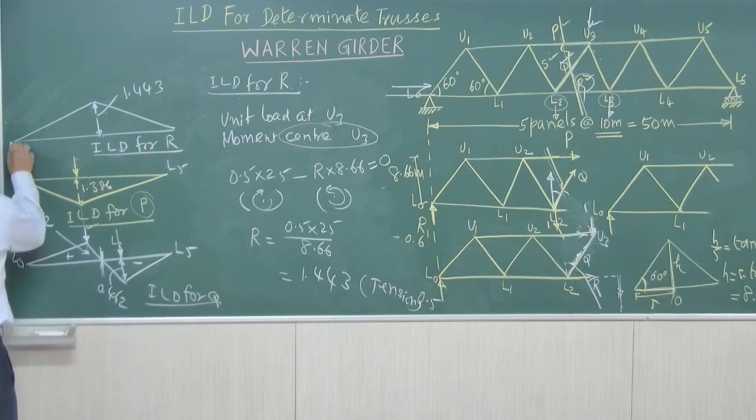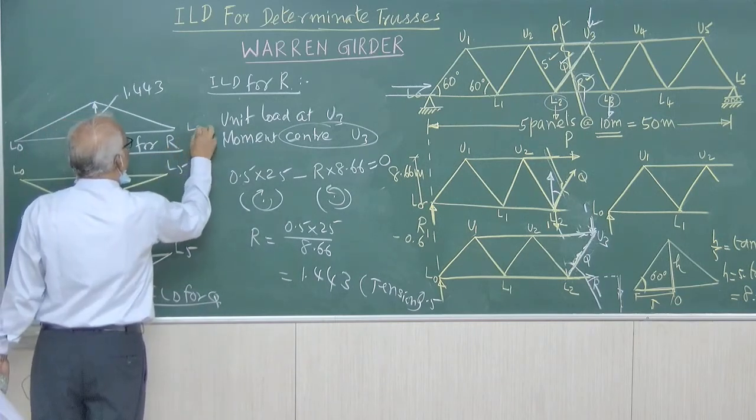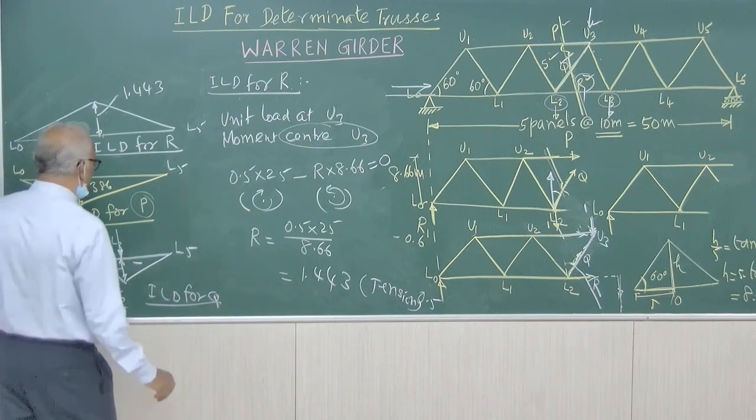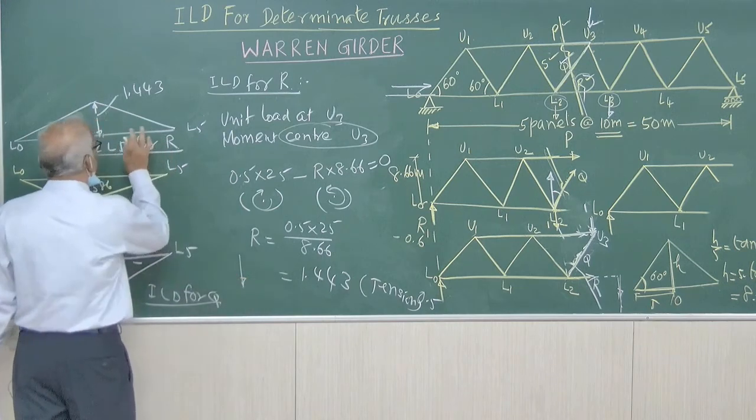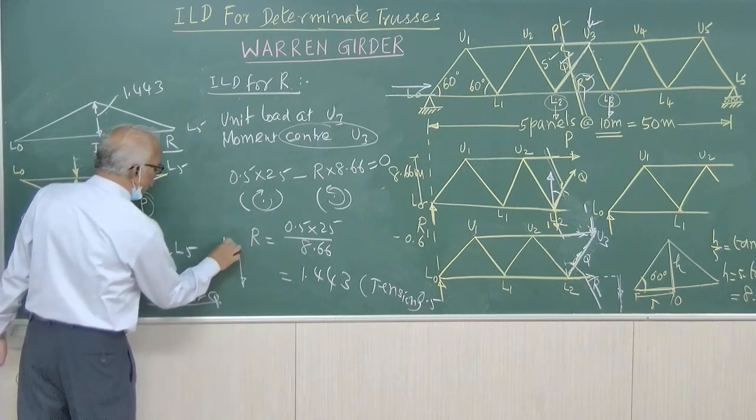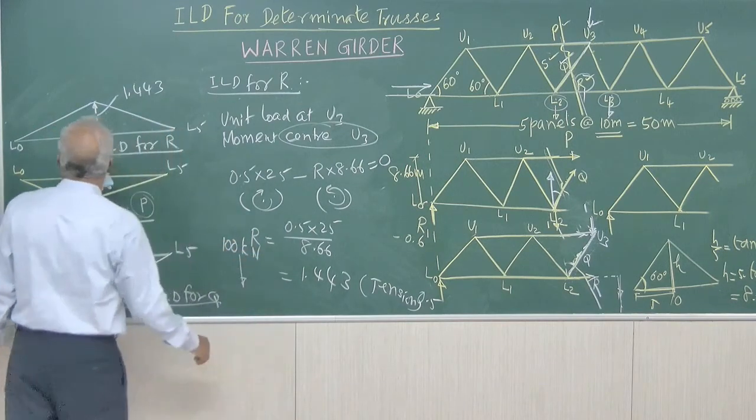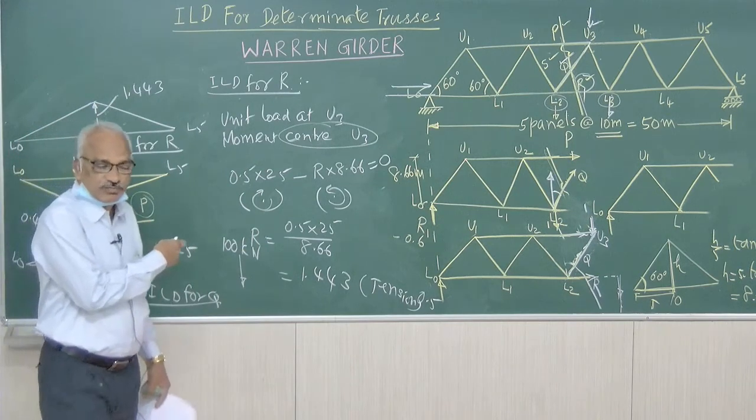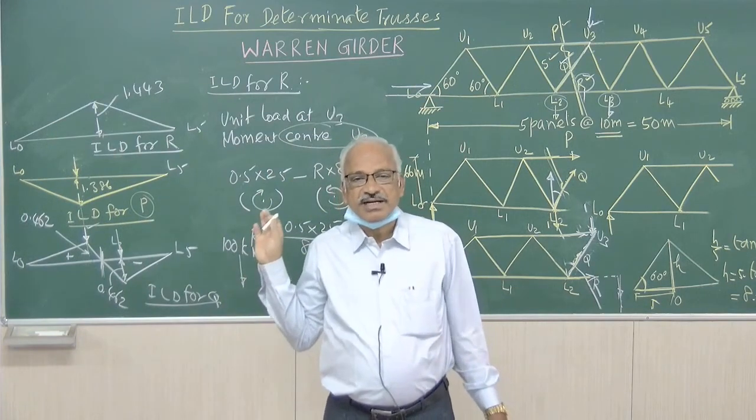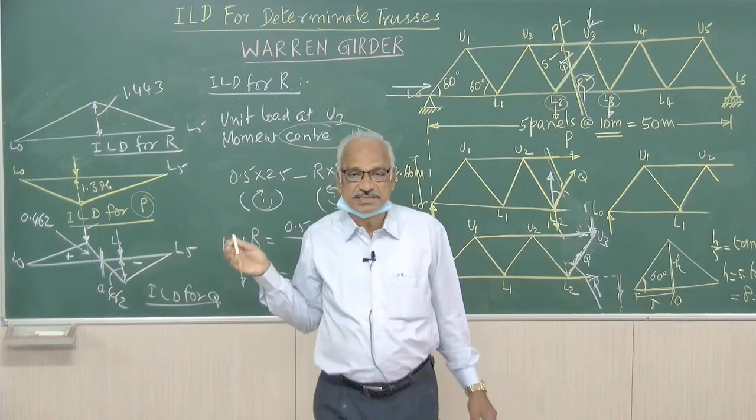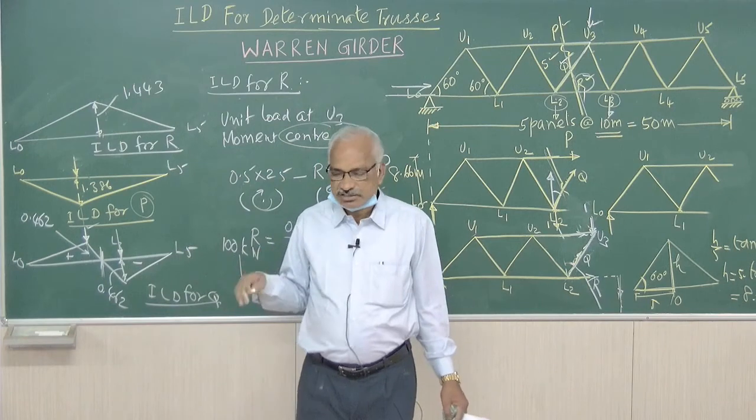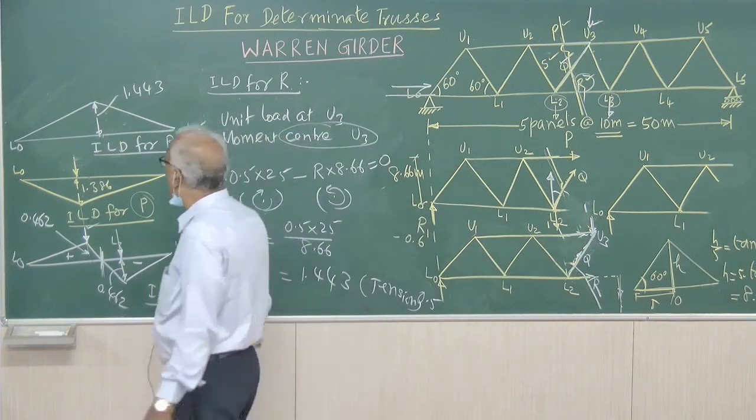So it has to start from L0 up to L5. L0 to L5. So this is the ILD and it is due to a moving unit load. ILD is due to unit load and this is traversed by a load of 100 kilonewton. So from the ILD we can find out what position of the given load will cause maximum force. Naturally, it is a section where the ordinate is maximum. If it is a concentrated load, it has to be placed over the section where the ordinate is maximum.